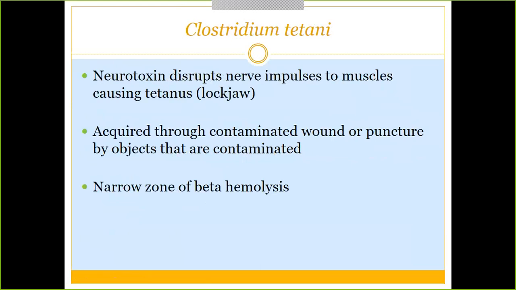Clostridium tetani causes tetanus, which is commonly known as lockjaw. So the neurotoxin released here will paralyze your muscles, causing that lockjaw effect. A lot of times this comes from a puncture by something that's contaminated, like people often think of stepping on a rusty nail, things like that. That's why it's so important to get your tetanus shot updated every 10 years. This will have more of a narrow zone of beta hemolysis when it grows.